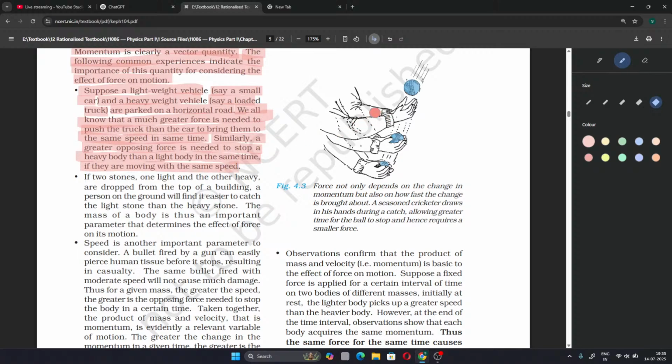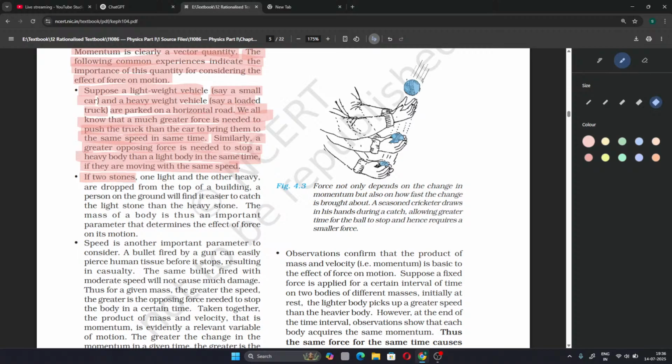Basically, when a trolley is moving forward, we can go in front of it and stop it. But what if it's a loaded truck going at 20 kilometer per hour? Can you go in front of it and stop it? Of course not. Even for a car, it's not humanly possible. Meaning the force required to stop that moving truck or car is much greater than the force required to stop a trolley or a shopping cart.